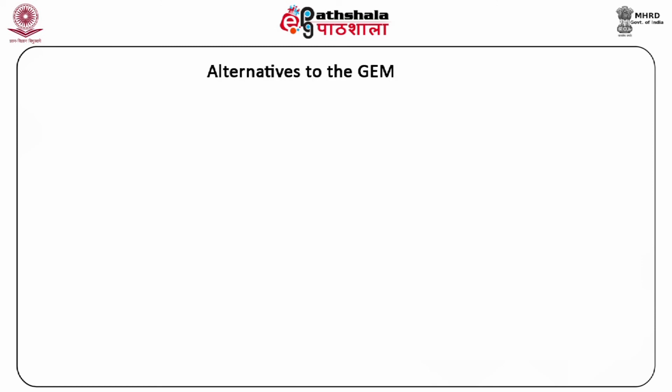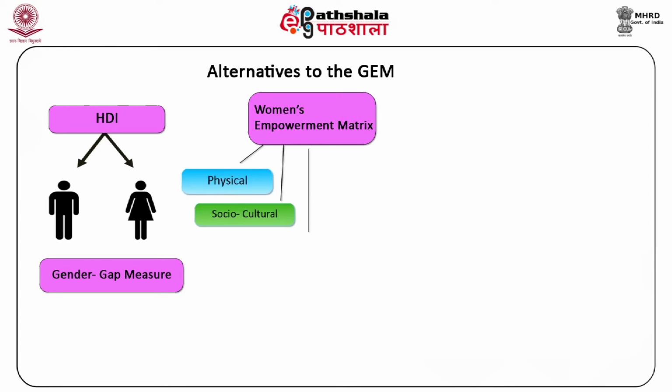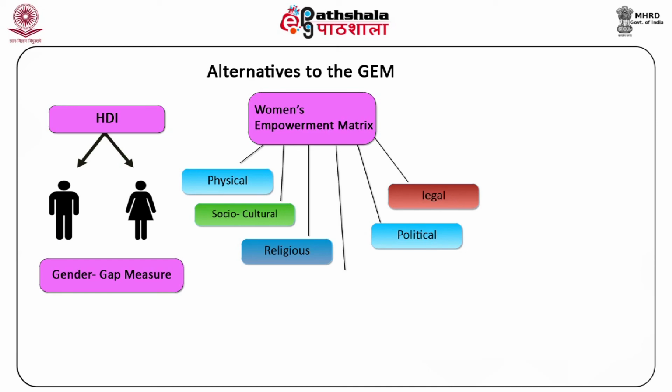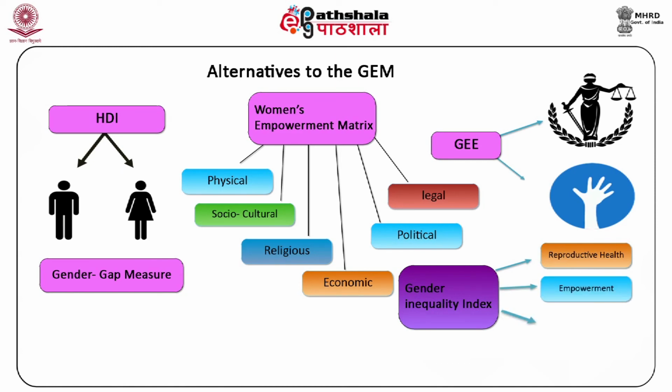Let's now discuss some alternatives to the GEM: HDI for males and a separate one for females, a gender gap measure, a women's empowerment matrix considering six spheres: physical, socio-cultural, religious, political, legal, and economic, as well as six levels: individual, household, community, state, regional, and global. A GEE including legal framework and protection of women's rights, as well as other important areas of women's empowerment that are overlooked by the GEM, for example women's movements, public attitudes, and equal rights. Gender Inequality Index considering three new dimensions: reproductive health, empowerment, and labor market participation.